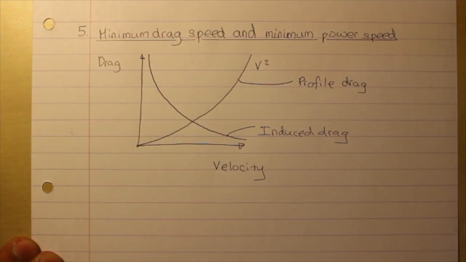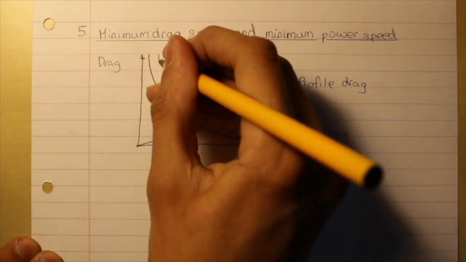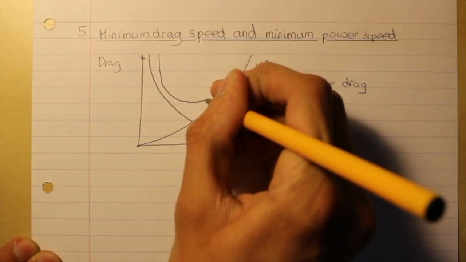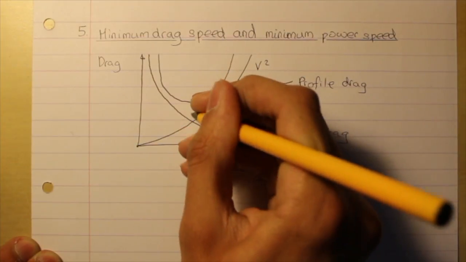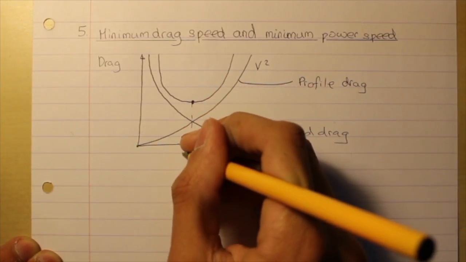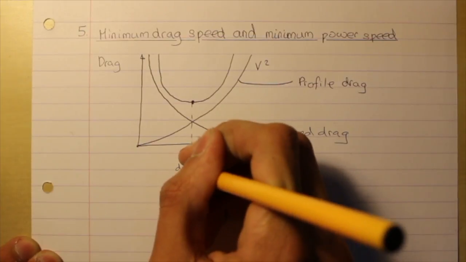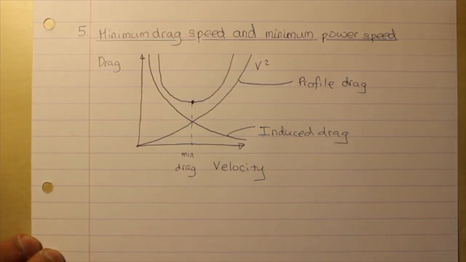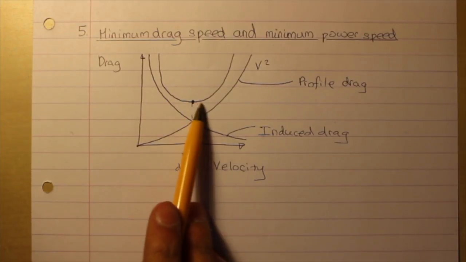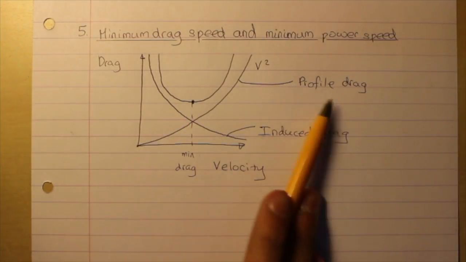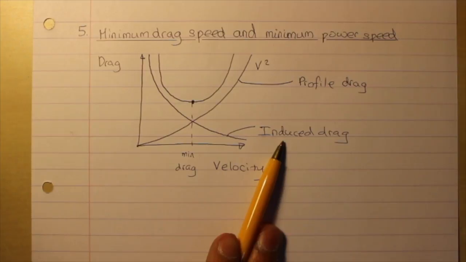And so if we wanted to find our total drag, we'd use this line here, where this point here is our minimum drag. And if you wanted to find the total drag, you can add together the profile drag and the induced drag.